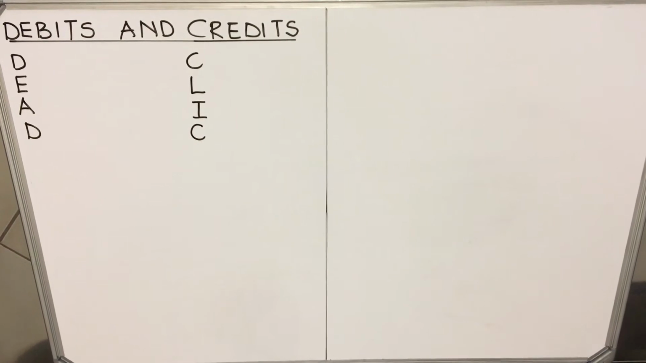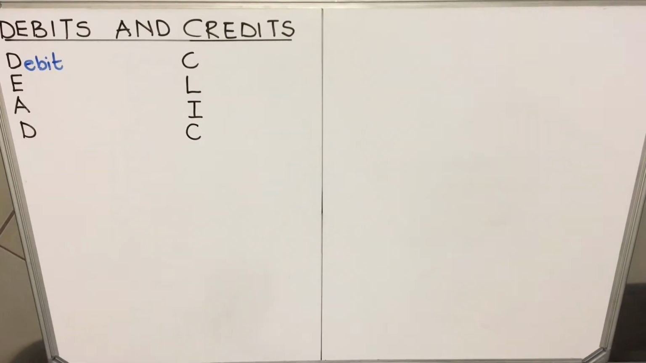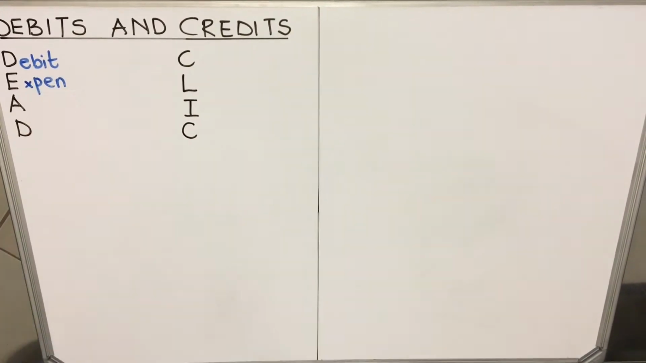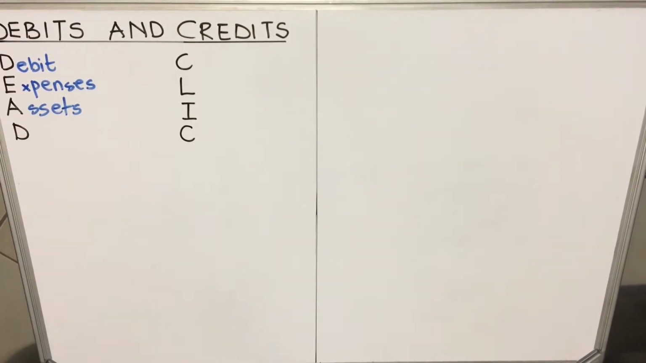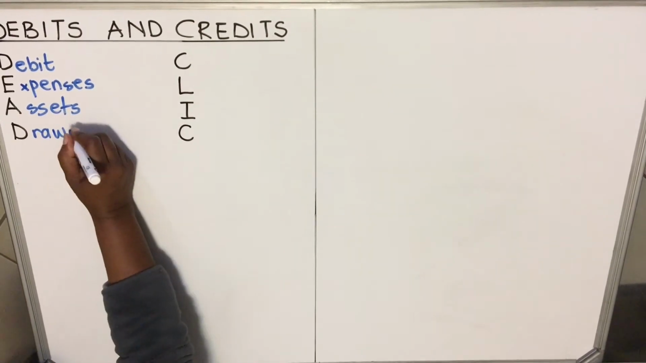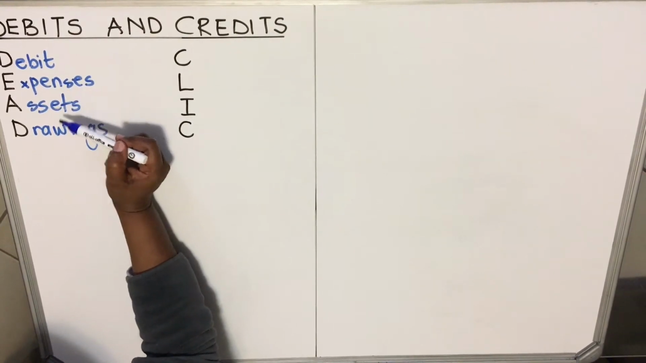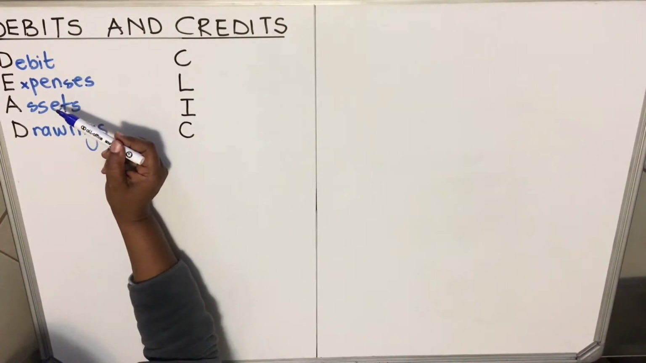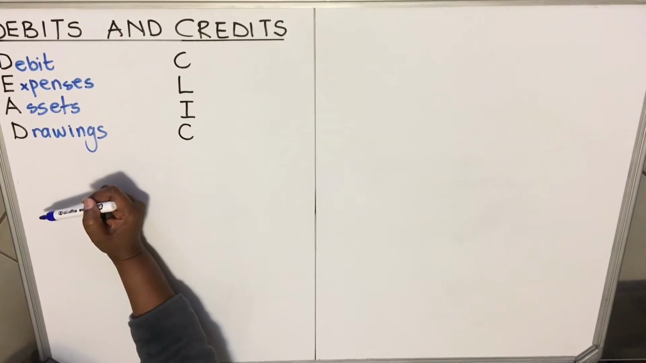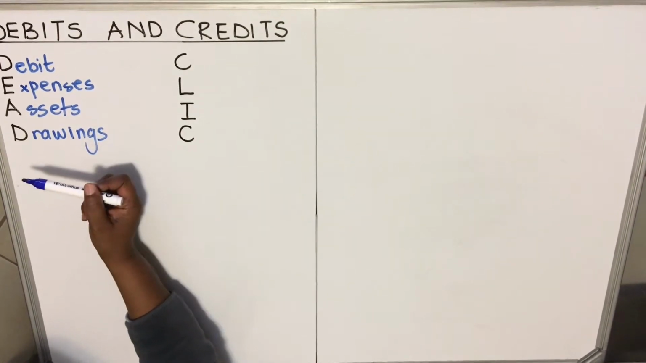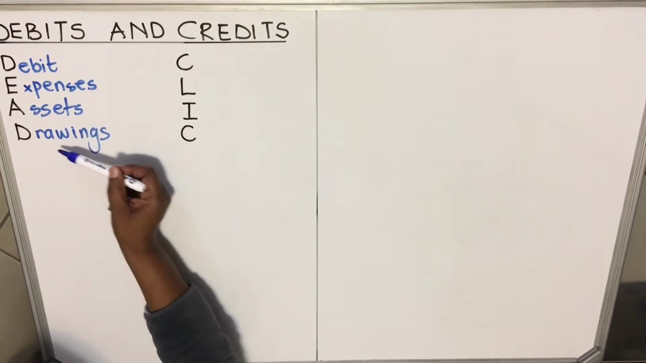So DEAD stands for: the first D is for debit, E is for expenses, A is for assets, and the last D is for drawings. Okay, so what does it mean? You debit expenses, assets, and drawings when they increase. When they increase, you debit them. And then the inverse is correct: when they decrease, you credit them. But you debit them when they increase, what? The expenses, the assets, and the drawings.